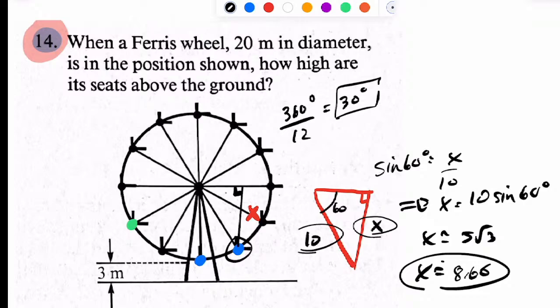My answer, we'll call this 1. So for 1, the answer is going to be 13 minus 8.66, in which case you get 4.34 meters for this one. And that becomes the distance.